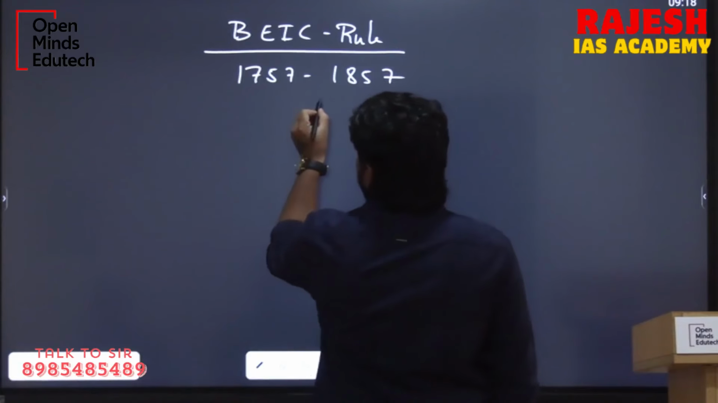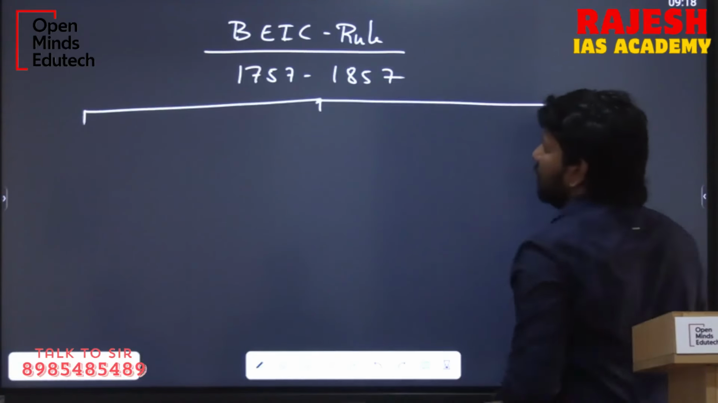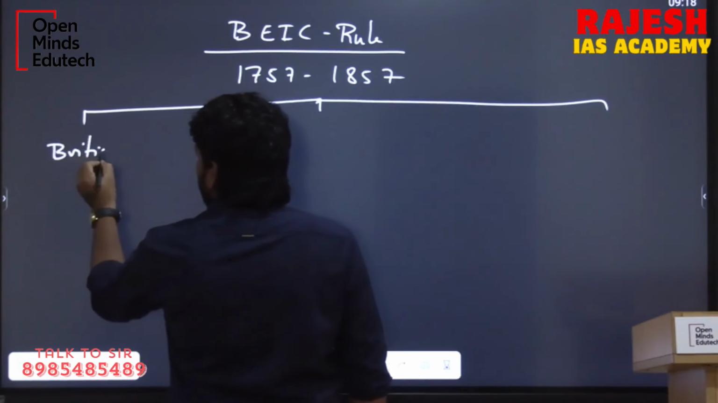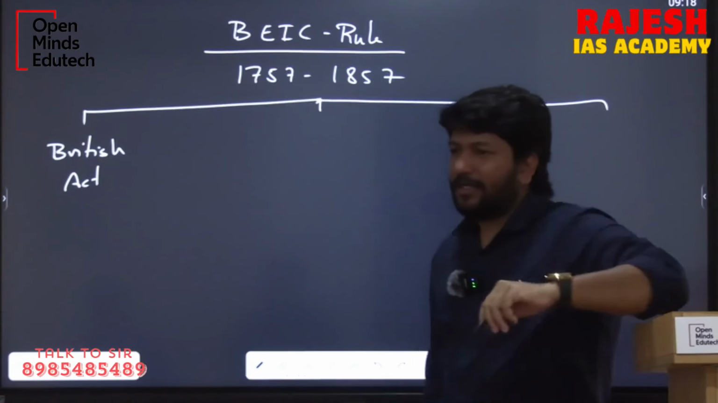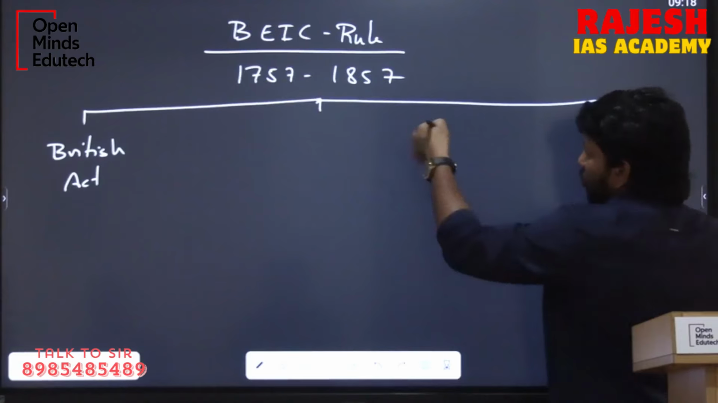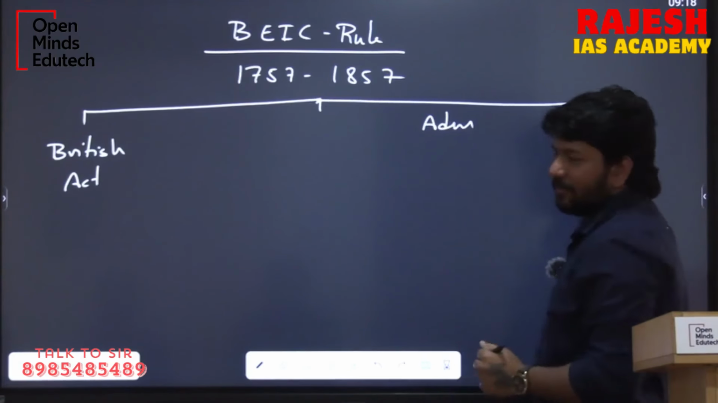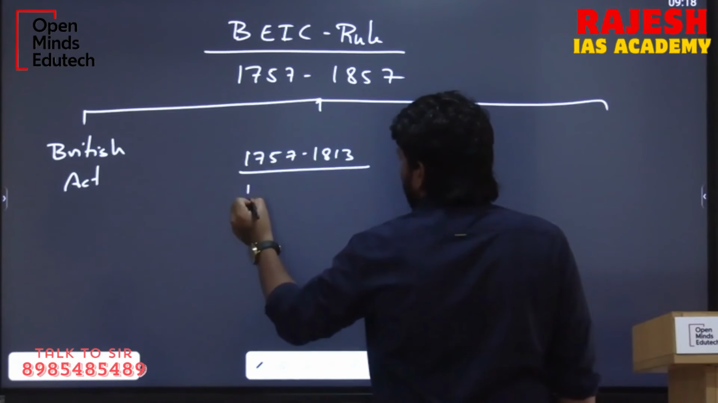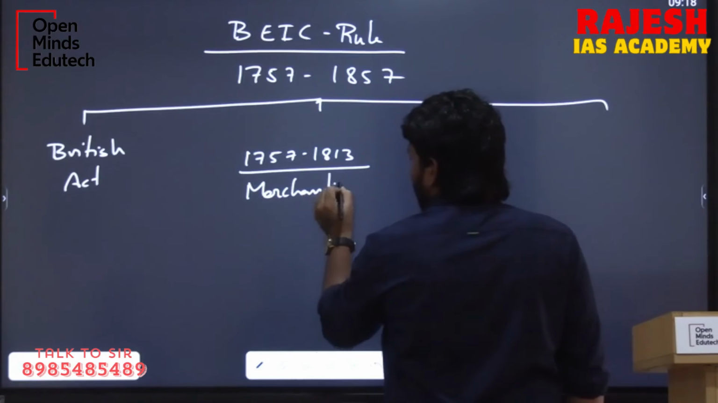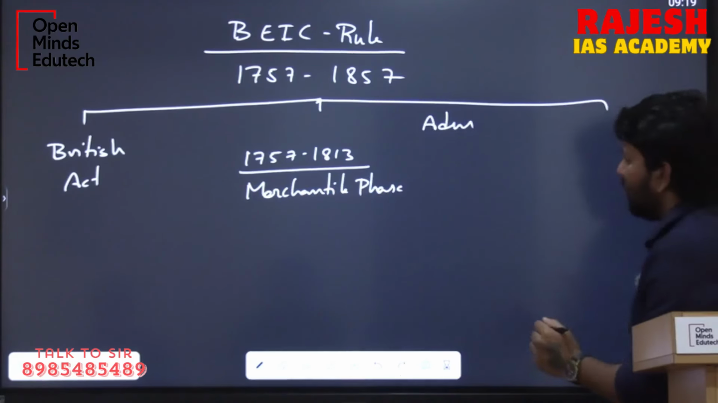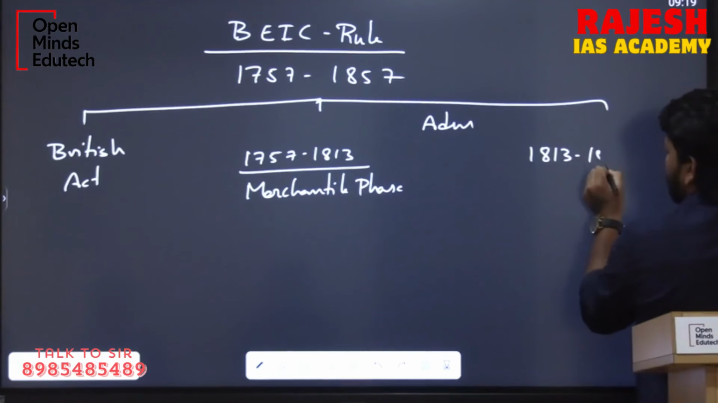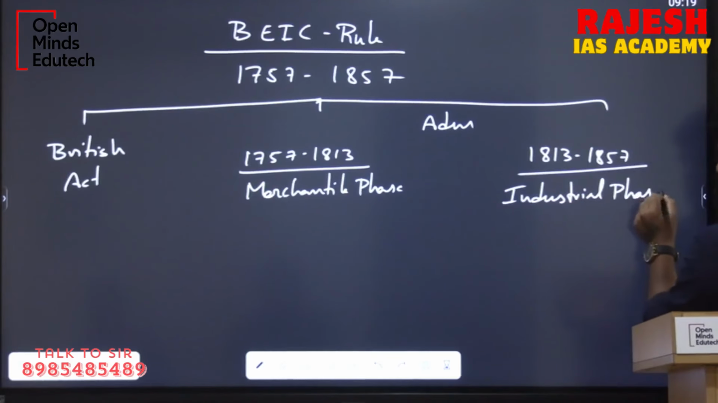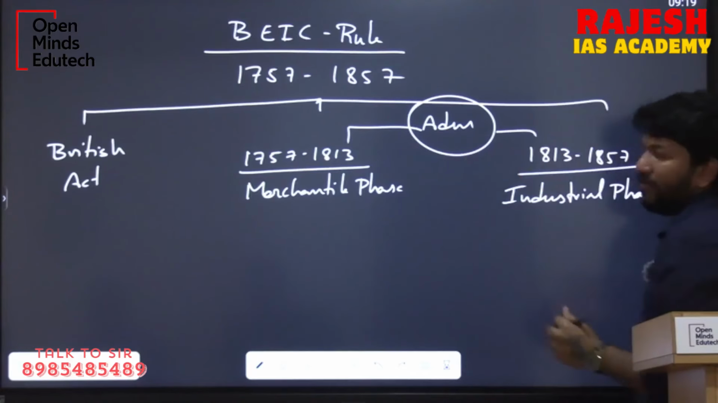So this part, the rule of British East India Company, we divided into 3 parts. British Acts, I told, are the most important. And the other 2 parts are administration in India. 1757 to 1813 is called the mercantile phase, and the next part is the industrial phase. So the administration is divided into 2 parts.